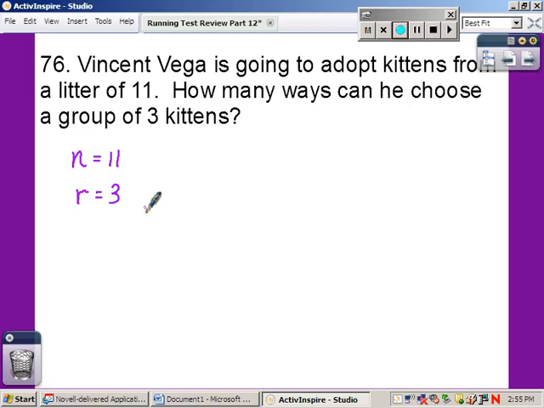So is this a permutation or a combination? Well, let's suppose that those 11 kittens are 11 different colors or something. And let's say that we want a gray cat, a black cat, and a calico cat. Does it matter if we take the black cat first, the gray cat second, and the calico cat third? Or if we change that around and say the calico, the black, and the gray? Does it make a difference in what order we get the cats? Hopefully you'll say no to that. So in this case, the order does not matter. This is a combination.